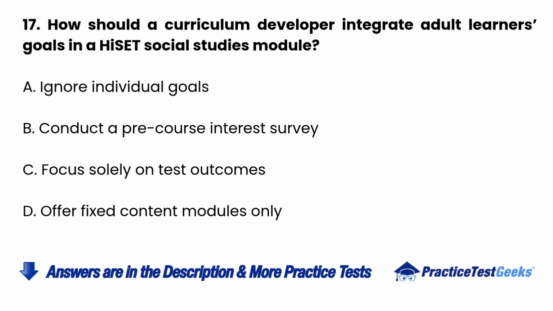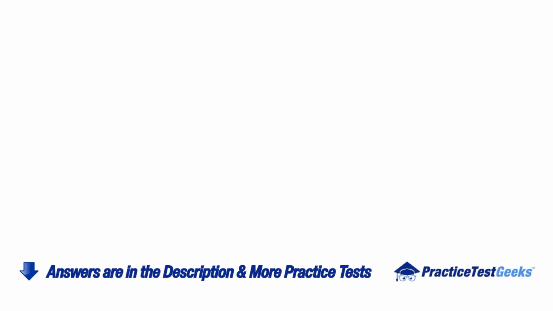17. How should a curriculum developer integrate adult learners' goals in a HiSET social studies module? A. Ignore individual goals. B. Conduct a pre-course interest survey. C. Focus solely on test outcomes. D. Offer fixed content modules only.